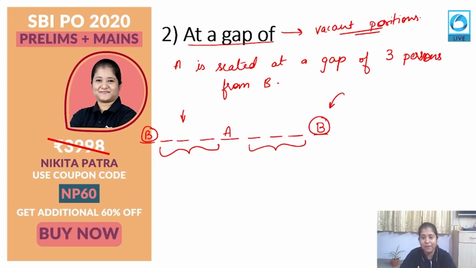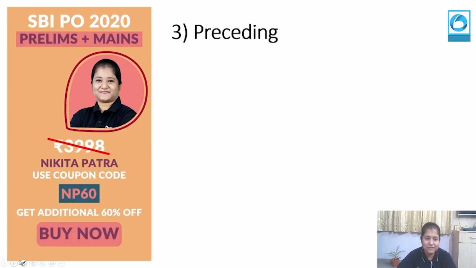So A can be towards the right of B, A can be towards the left of B. The position of them is not mentioned. It is just known that there has to be a gap of 3 chairs, right? So there has to be 3 chairs between them. So this is the second keyword that we find confusing. I hope this is clear. ठीक है, so let's quickly go to the next keyword. Let's see what do we have here.